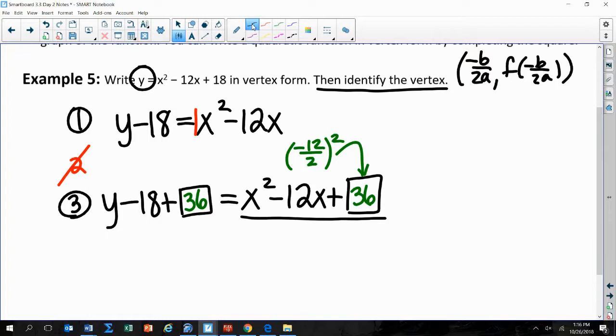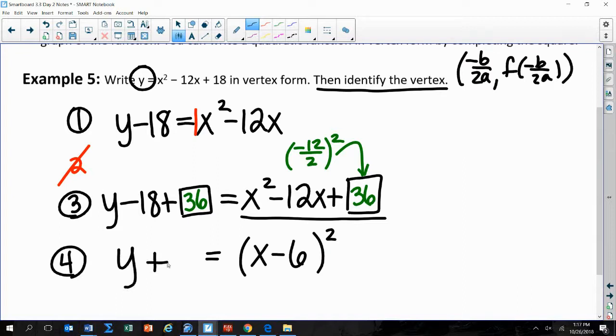Step 4 says factor the side of the equation with the x squared and x term. So step 4, we need to factor the side of the equation. How is x squared minus 12x plus 36 going to factor? How do I write that as a binomial squared? Very good. x minus 6 quantity squared. And on the left-hand side, I'm just going to combine some like terms. This will be y plus what? 18? Okay. All right. That's it. So we get through step 4.